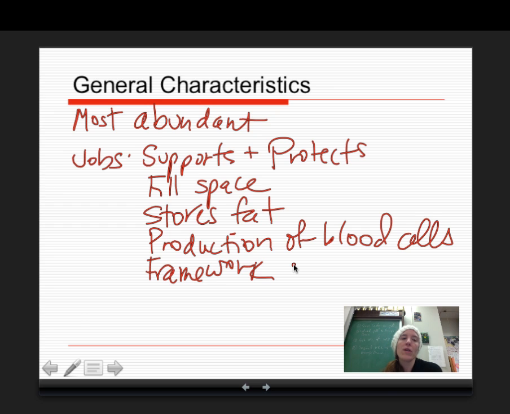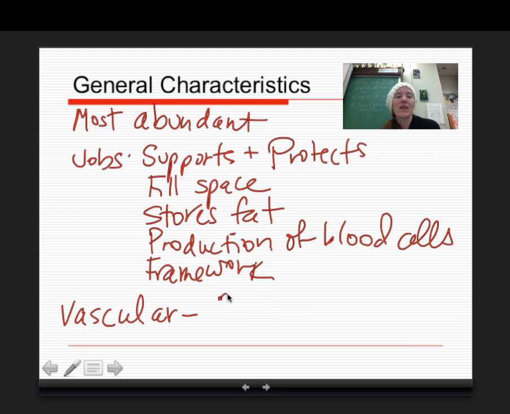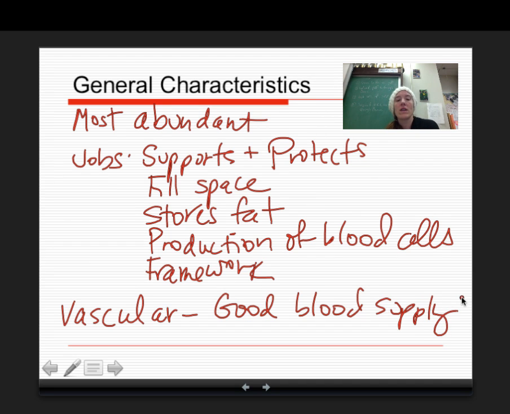And then a couple of other important characteristics are that it is a vascular tissue, and that means that it has a good blood supply. It has a dedicated blood supply. We actually have different capillaries and blood vessels that are bringing blood to this type of tissue. That's different than epithelial tissue. And lastly, cells usually divide, and that's also important.